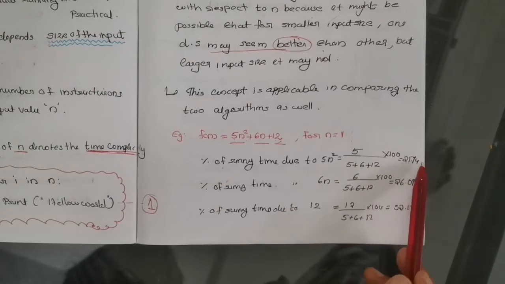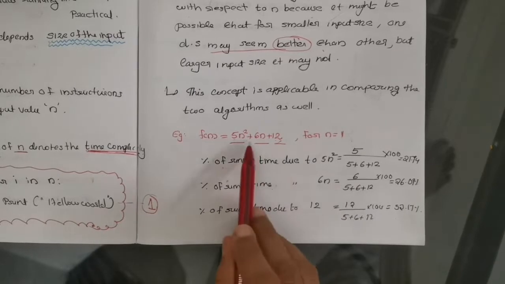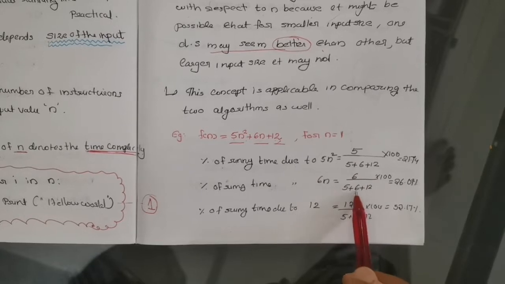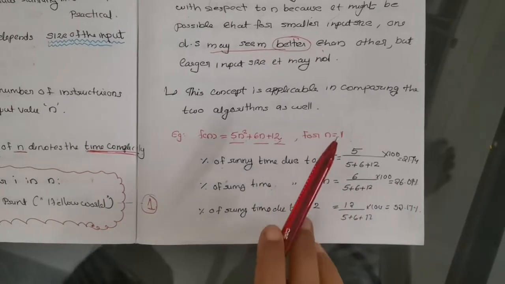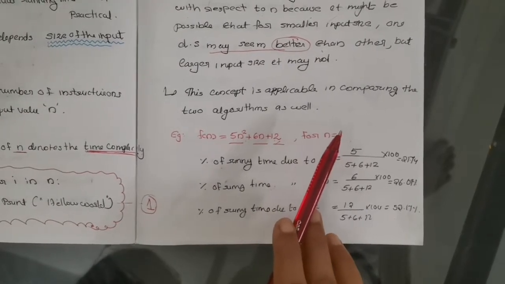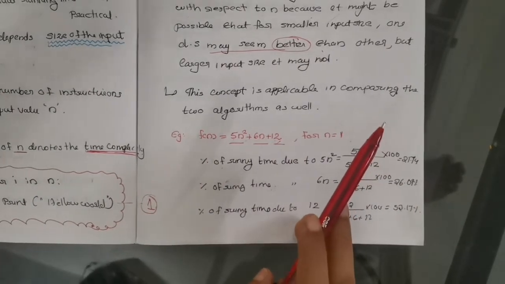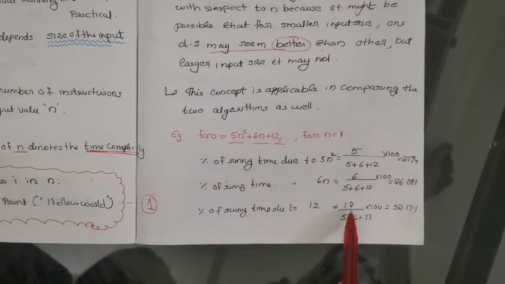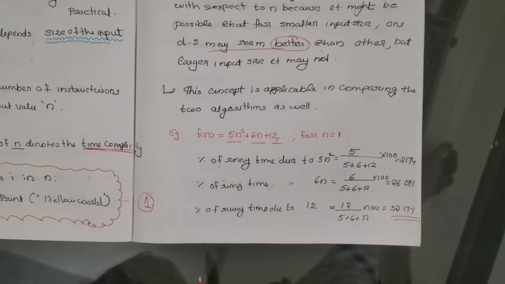That means 21.71%. Next is the percentage of running time for the 6n term: 6 divided by 5 plus 6 plus 12, into 100. That means 26%. You still remember n equal to 1, only one element, so we need to iterate only one element. The percentage of running time due to 12 is 12 divided by this. So this is the highest for n equal to 1.